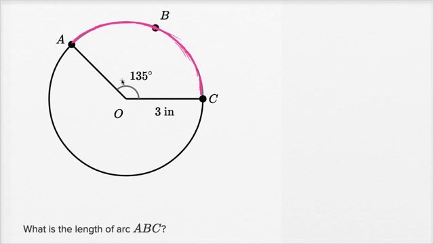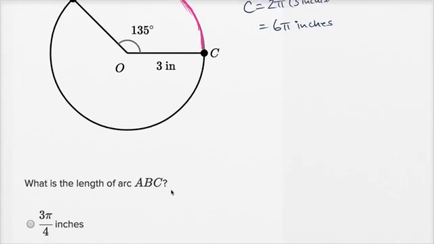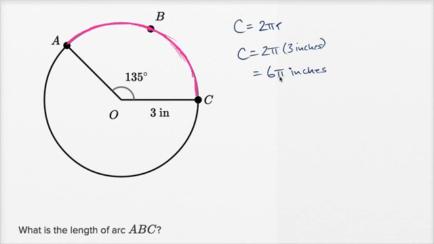But let's first think about the circumference. The circumference of a circle is equal to 2 pi times the radius of the circle, and they give us the radius is 3 inches. So the circumference is going to be 2 pi times 3 inches, or 2 times 3 is 6, times pi, so it's going to be 6 pi inches. And remember, pi is 3.14159, so this is going to be a little bit over 18 or 19 inches.